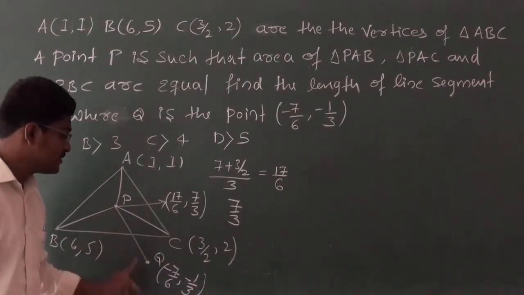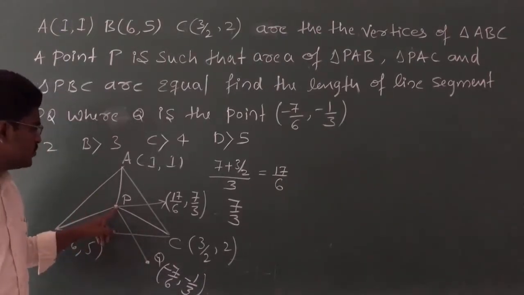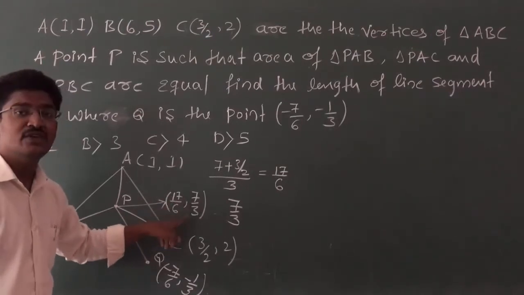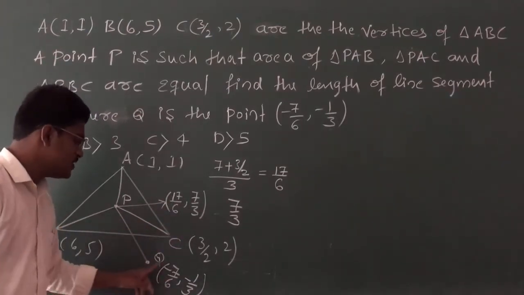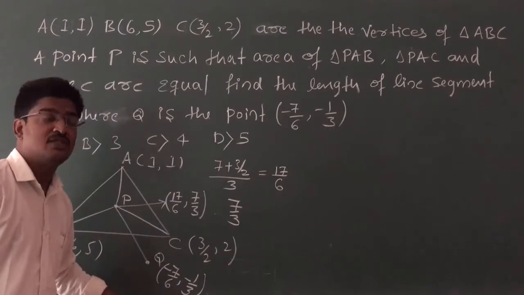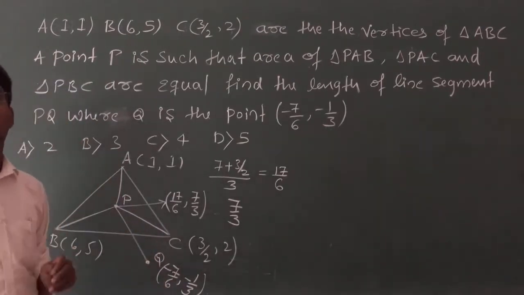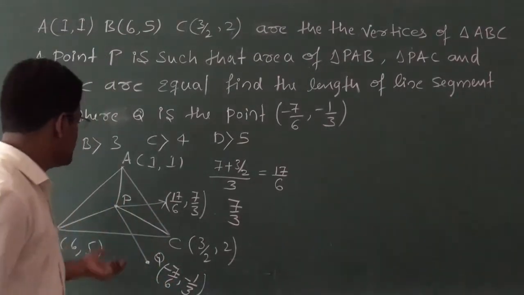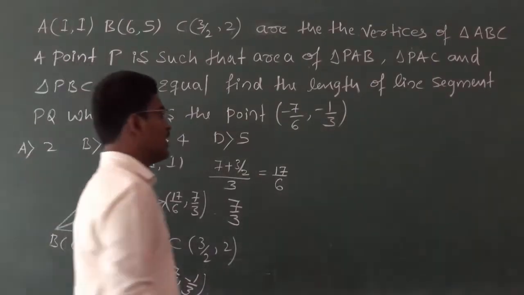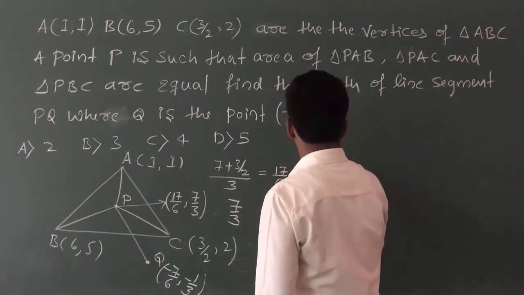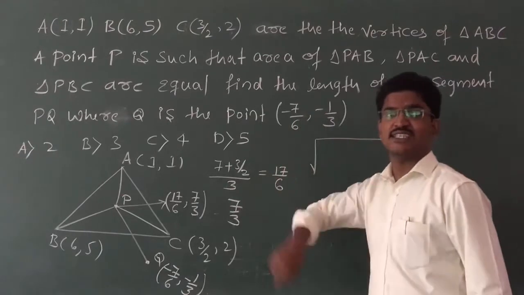The length of this line segment you have to calculate, because now you know the point P is 17 by 6 comma 7 by 3, and now you know the Q point is minus 7 by 6 comma minus 1 by 3. Using these 2 points you have to find the distance. Very simple, distance between 2 points formula. So that is square root of (x2 minus x1) whole square.